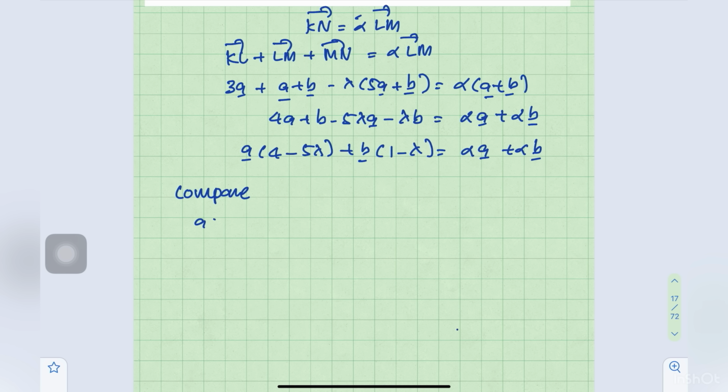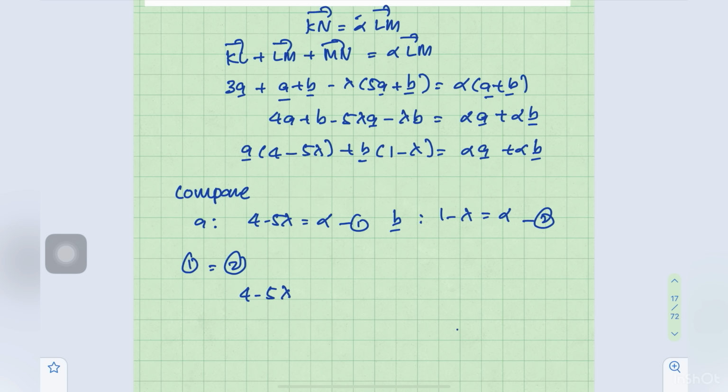For vector A, 4 minus 5 lambda equals alpha. For vector B, 1 minus lambda equals alpha as well. So this is equation 1, this is equation 2. So 1 equals 2. It doesn't matter, you can use simultaneous equations, elimination method or substitution method. In this situation, I use the substitution method. So 4 minus 5 lambda equals 1 minus lambda. Then 3 equals 4 lambda. So then lambda equals 3 over 4.